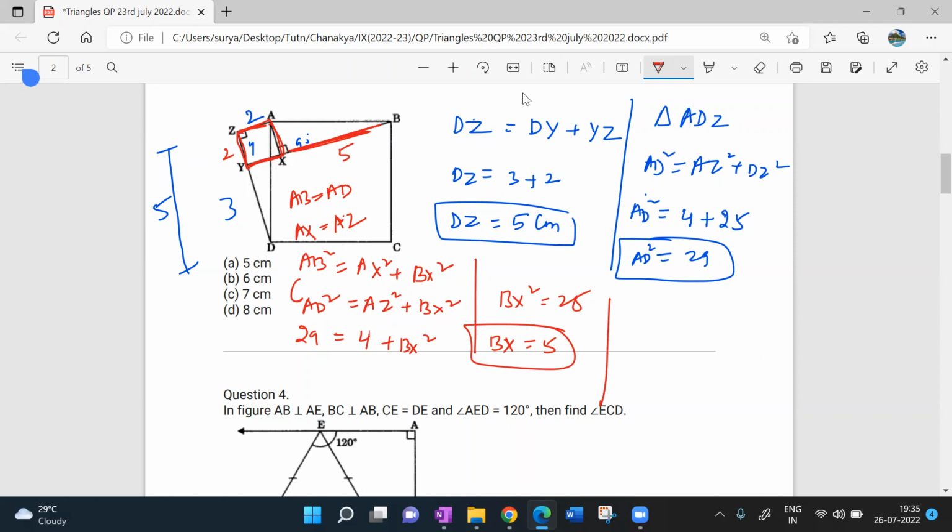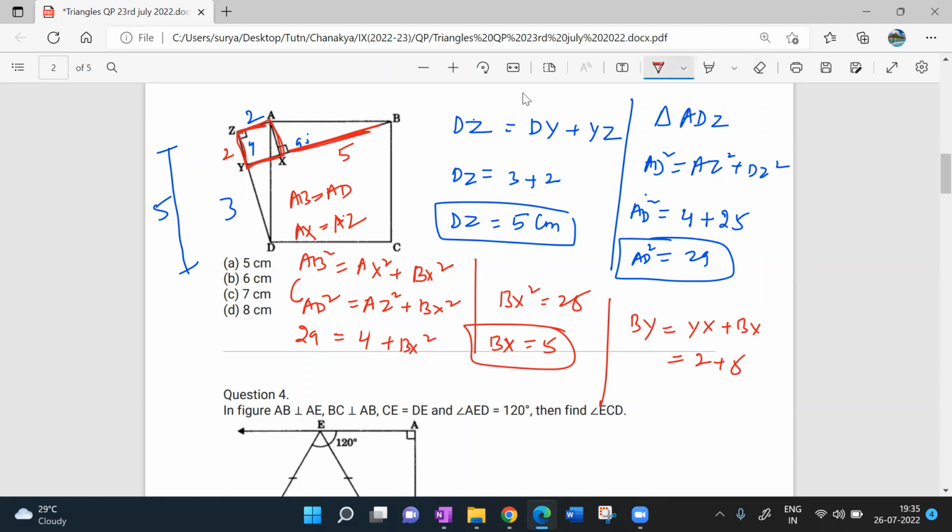Very good. Next, we also need to find BY. BY is what, beta? BY is YX plus BX. YX is what, beta? 2 plus 5. BX is 5.